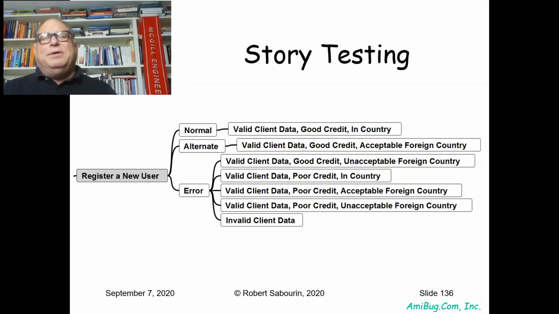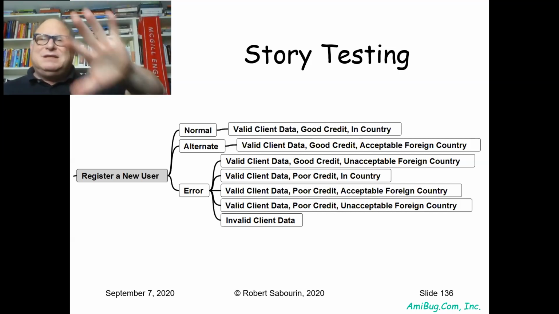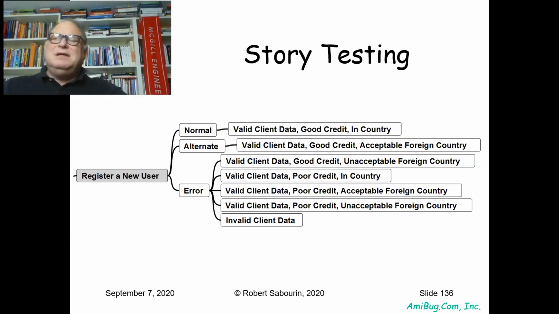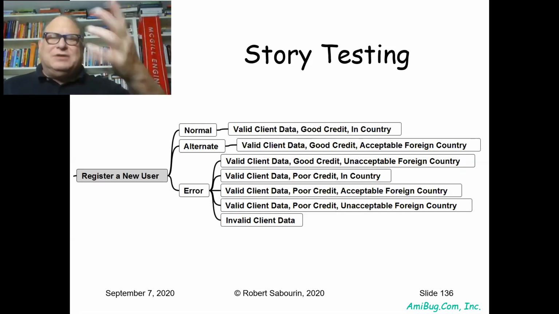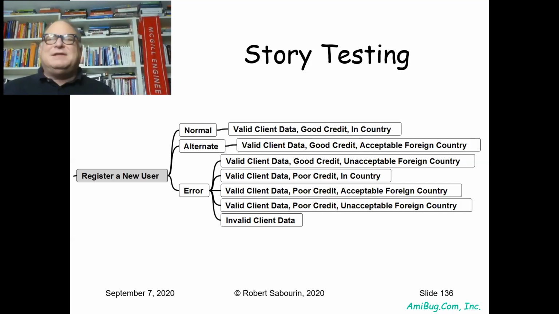So the normal flow would be a valid client with good credit in country. So this is domestic. Then we have an alternate, a valid client, good credit, but international from a country in our accepted country list. That means countries we can ship to and do transactions with. Error flow would be things like valid client data, good credit, but unacceptable country, or valid client, poor credit in country, or valid client, poor credit in an acceptable foreign country, or valid client, poor credit, unacceptable foreign country, or invalid client data. These are all examples of the error flows, and in them, we may also want to come up with details about what is the expected outcome.